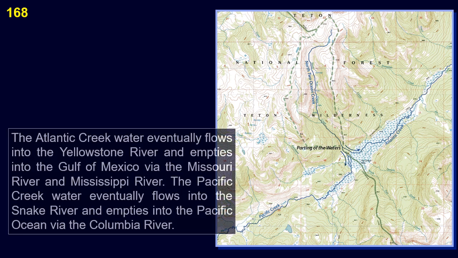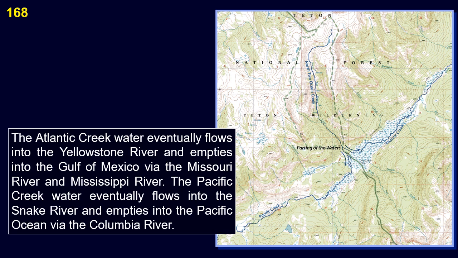The Atlantic Creek water eventually flows into the Yellowstone River and empties into the Gulf of Mexico via the Missouri River and Mississippi River. The Pacific Creek water eventually flows into the Snake River and empties into the Pacific Ocean via the Columbia River.